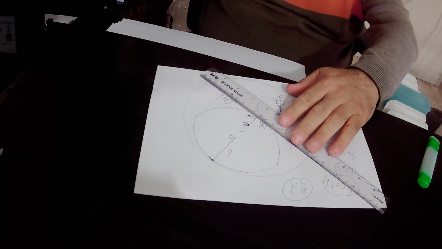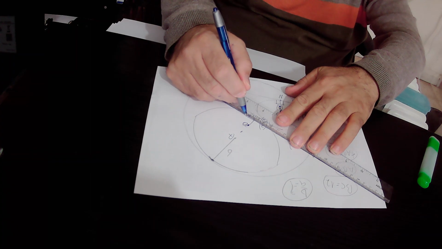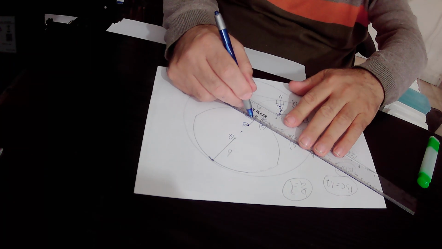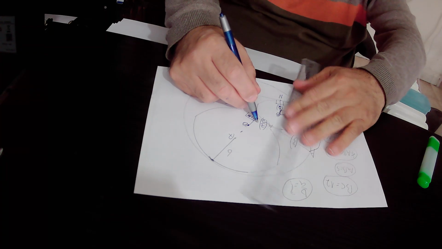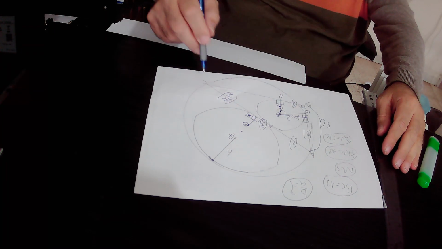So I write it down. This angle equals 90 degrees and this angle equals 90 degrees according to rule number 7. So I can write down that ON is perpendicular to AC.